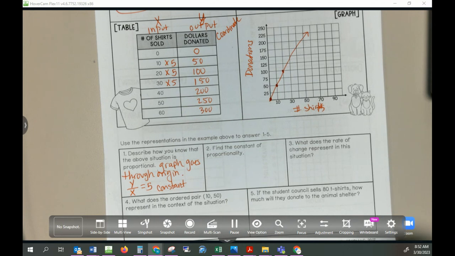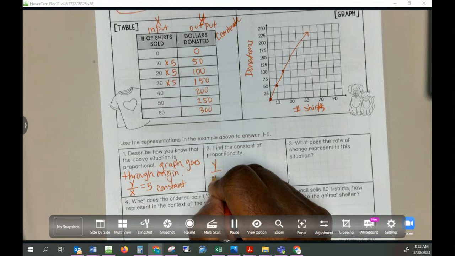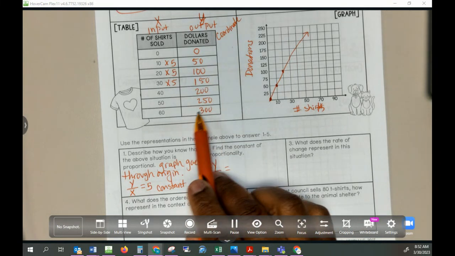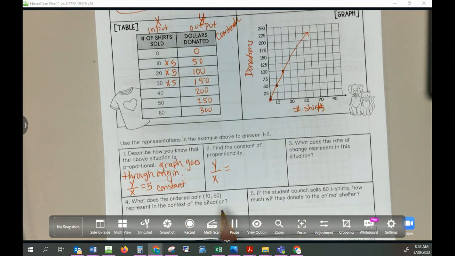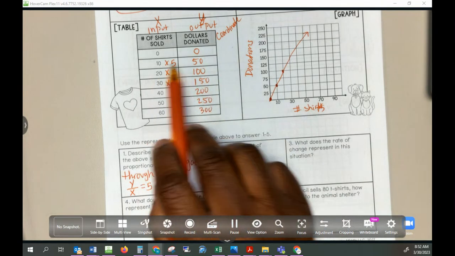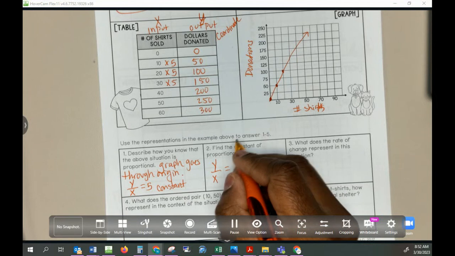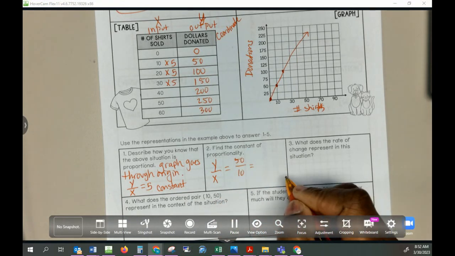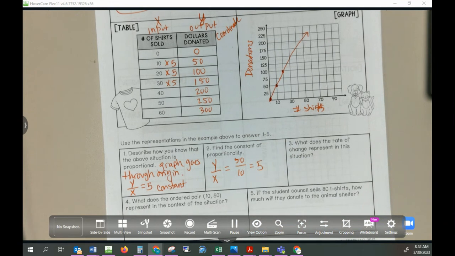So find the constant of proportionality. Well, we kind of know that from the equation. Or we can use any of the forms, but we know y over x. So if I use anything even from the table here, so for example, if I use 10 and 50, that'll be 50 over 10, which will be 5.